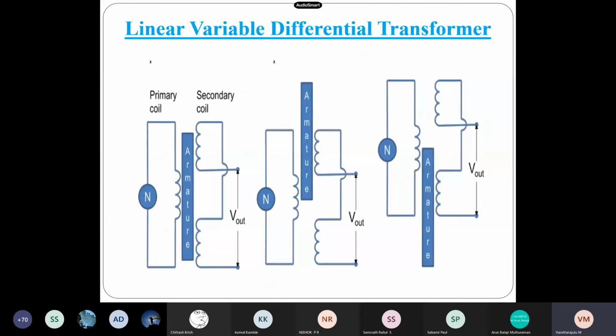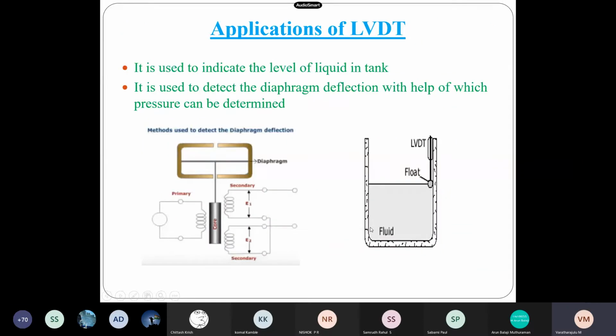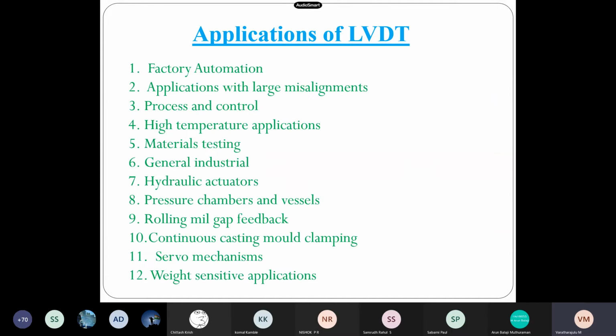This is the position of two different cases which I have told earlier. This is the center position, this is on one side, and this is on the other side. We'll get the output difference. In order to identify the position of liquids, the LVDT is used. It is used to detect the diaphragm deflection, with the help of which the pressure can be determined.